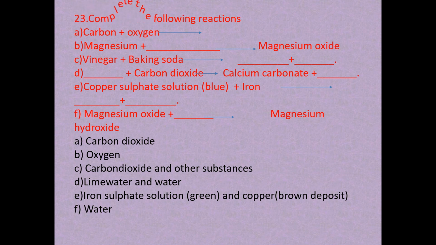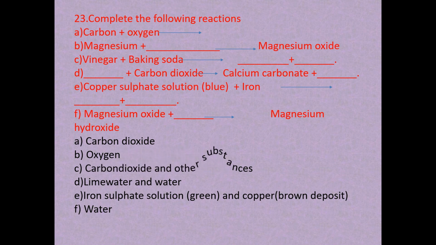Let's check out how to complete the following reactions. Carbon plus oxygen gives carbon dioxide. Magnesium plus dash gives magnesium oxide. That is magnesium plus oxygen. When it reacts with oxygen, it forms magnesium oxide. Next is vinegar plus baking soda. It gives carbon dioxide and other substances.